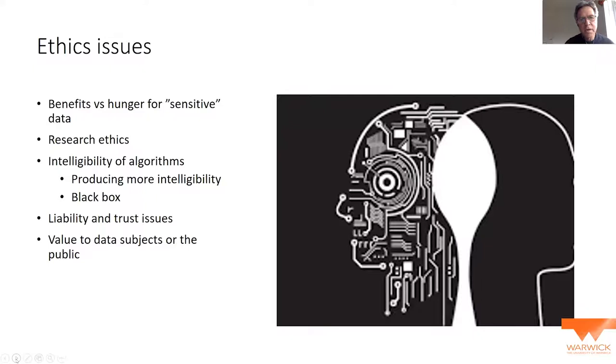There are some issues arising from the intelligibility of algorithms. Some of them have probably already been discussed today. And there are some liability and trust issues that arise from intelligibility issues. And finally, there's a tailpiece in my talk, if I get to it, to do with the business ethics of computational pathology and some of the commercial interests that attach to this area.